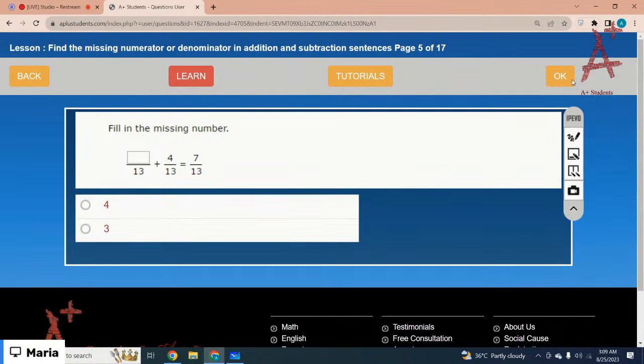That would be 3, right? The missing number is 3.